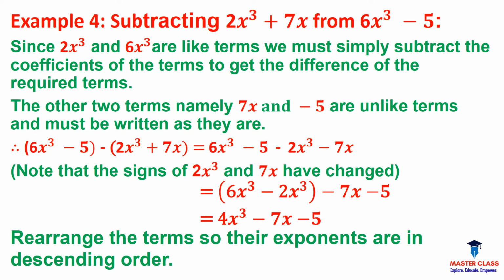Therefore, 6x cubed minus 5 minus 2x cubed plus 7x will be equal to 6x cubed minus 5 minus 2x cubed minus 7x. Here we must notice that the signs of 2x cubed and 7x have both changed. Now we have to subtract 2x cubed from 6x cubed to get 4x cubed. So our final answer will be 4x cubed minus 7x minus 5. We have to rearrange these terms so that they are in the descending order of the exponents.